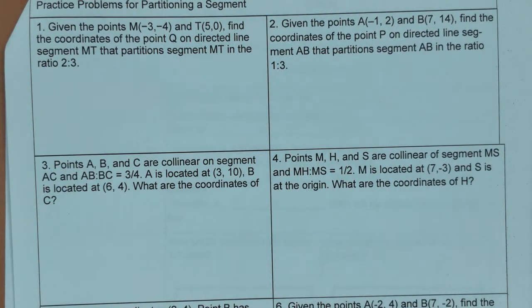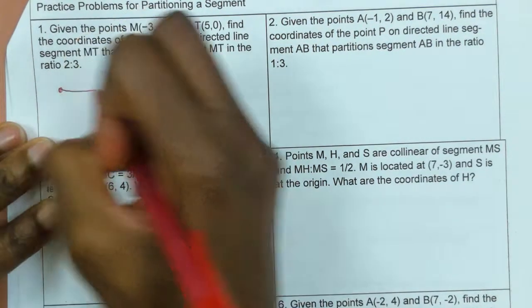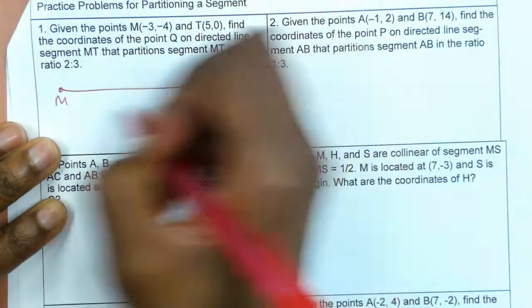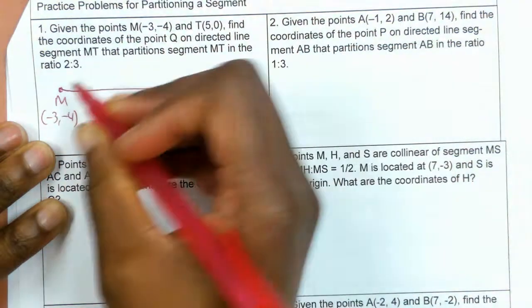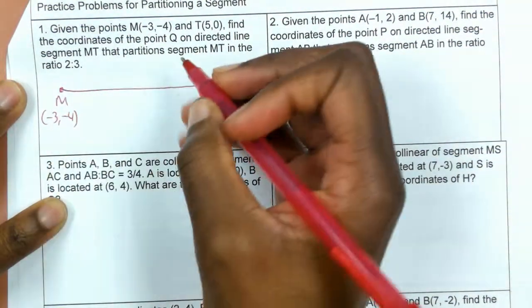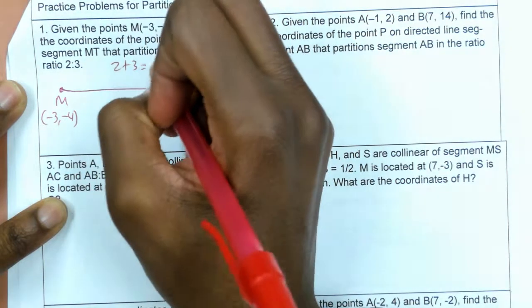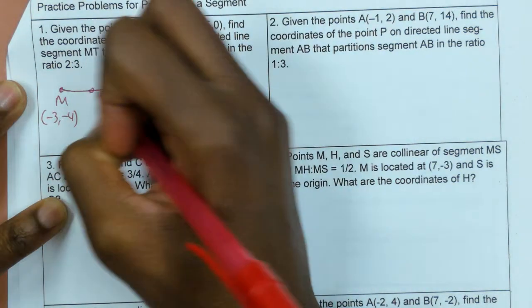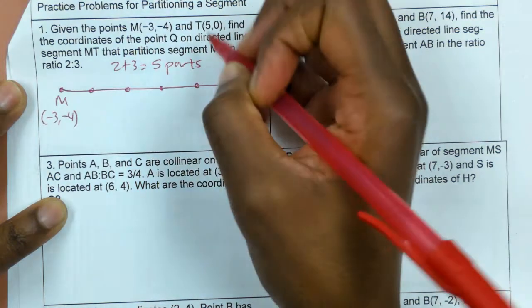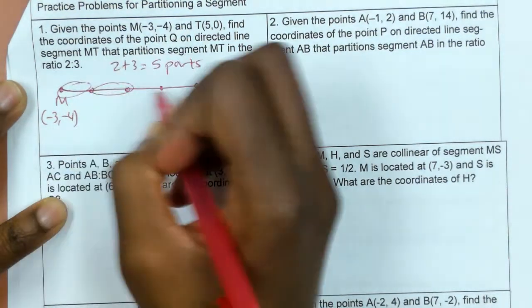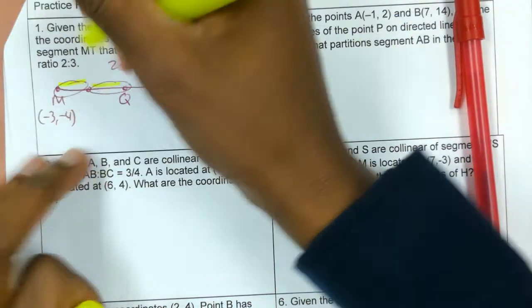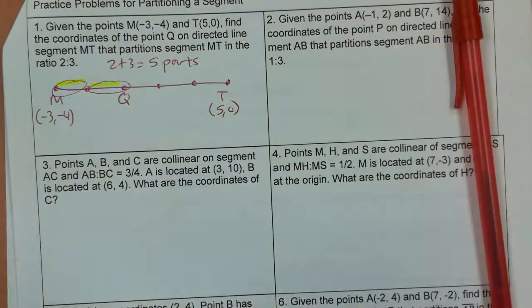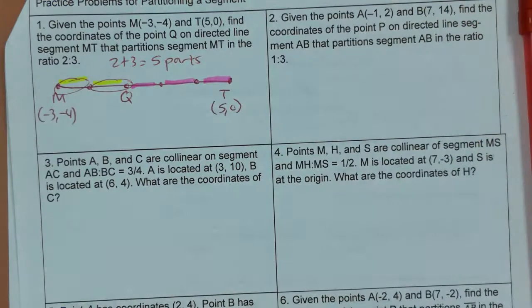Okay, given the points, find the coordinate of Q that partitions the segment into a 2:3 ratio. So we have points M and T, and we're looking for Q so that MT is divided into a 2:3 ratio. So 2 plus 3 is going to give us 5 parts. And we want 2 before and 3 after, so Q is going to be here. So remember, that first number is how many parts are to the left of the partition point. That second number is how many parts are to the right of the partition point.